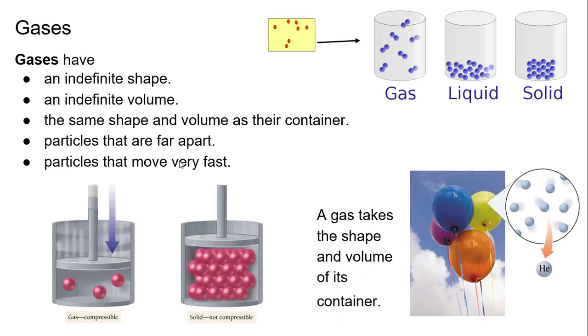And then gases have indefinite shape and indefinite volume, the same shape and volume as their container. And gas molecules are on their own, and they will just move very quickly and very fast until they hit resistance, and then they will just fill in that whole container of whatever it is that they're in. The particles are very fast. They actually don't like to come into contact with each other. They are as far apart as possible.